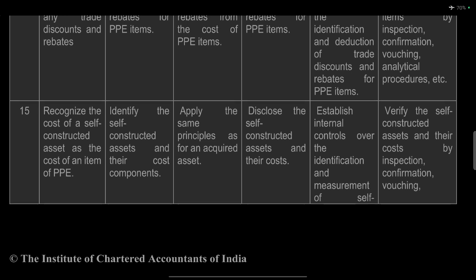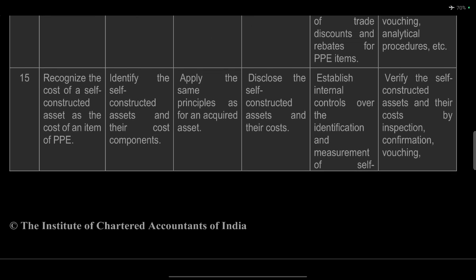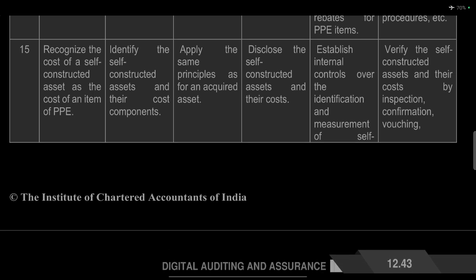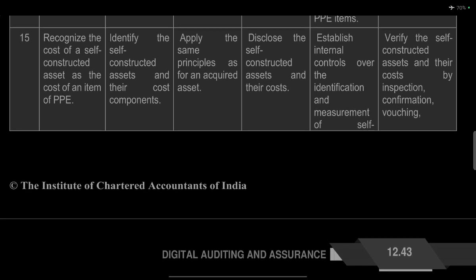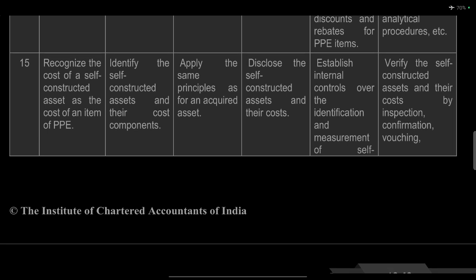Recognize the cost of a self-constructed asset as the cost of PPE. Data to be acquired: identify the cost of the self-constructed asset and the cost of its components. Relevant computation: apply the same principles as for the acquisition of an asset. Relevant disclosure in the financial statements: disclose the self-constructed asset and its cost.